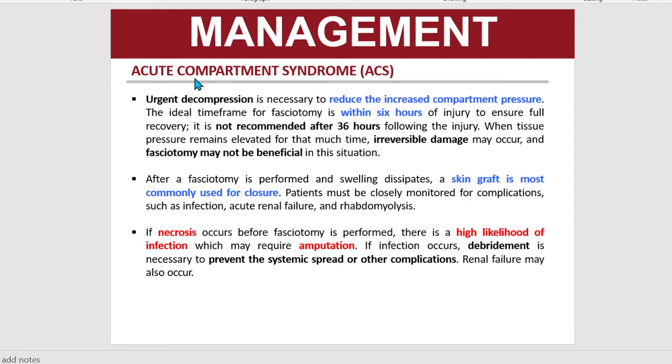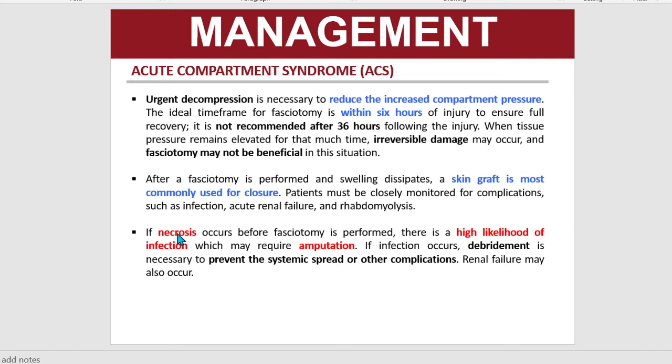So for acute compartment syndrome, urgent decompression, so you have your fasciotomy. After fasciotomy is performed and the swelling dissipates, skin graft is most common. You cannot simply close it. So why skin graft? Remember, the limb swelled and stretched, and you removed the fascia, so you will see that the part where the fascia was taken is open.